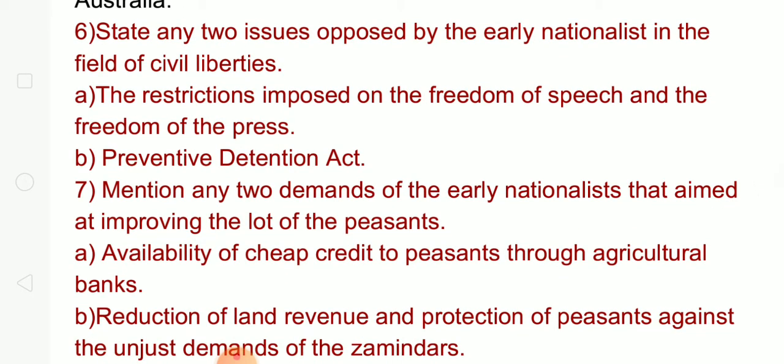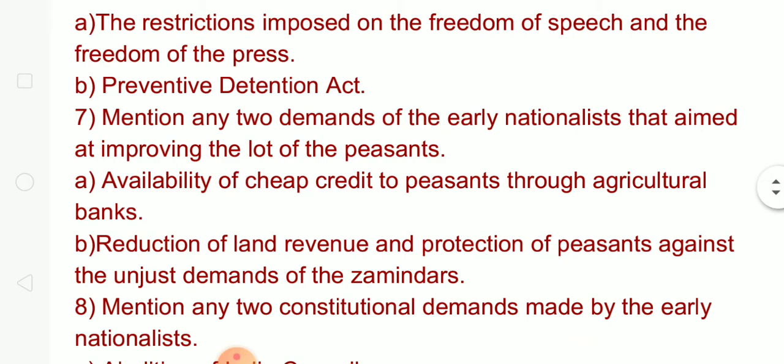Seventh question. Mention any two demands of the early nationalists that aimed at improving the lot of the peasants. First point, availability of cheap credit to the peasants through agricultural banks. Second, reduction of land revenue and protection of peasants against the unjust demands of the zamindars.